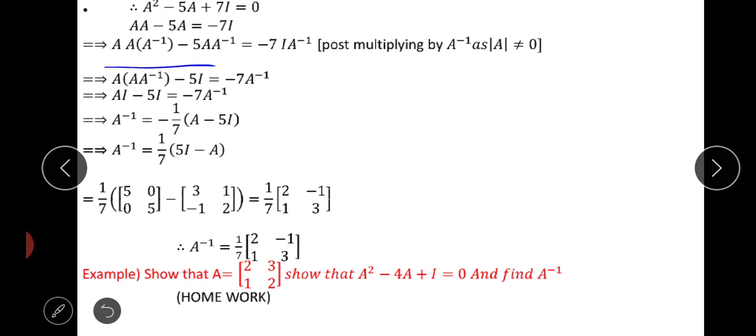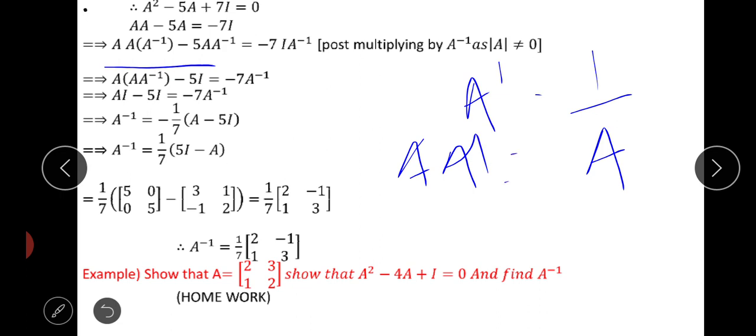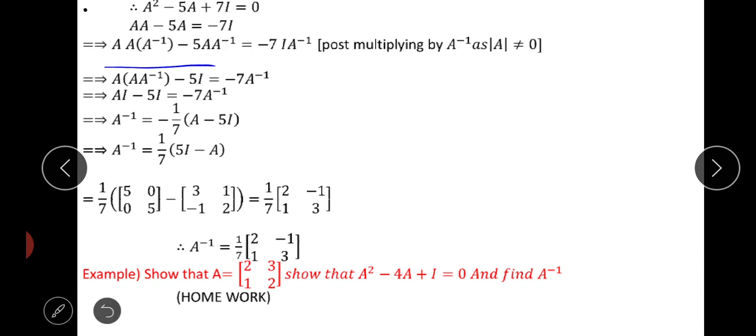Here, A into A inverse means, A inverse is nothing but 1 divided by A, so A divided by A is 1, that is nothing but the identity matrix. So we get minus 5 times I is equal to minus 7 into A inverse. A into A inverse is the identity matrix, otherwise you can write 1. So, A minus 5 times I is equal to minus 7 into A inverse, but I want to find A inverse here.